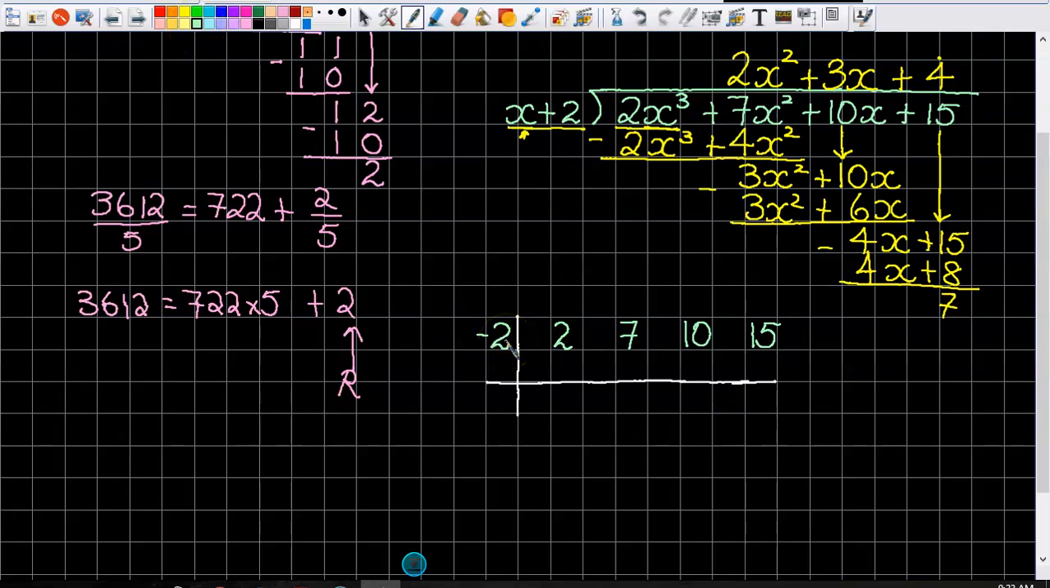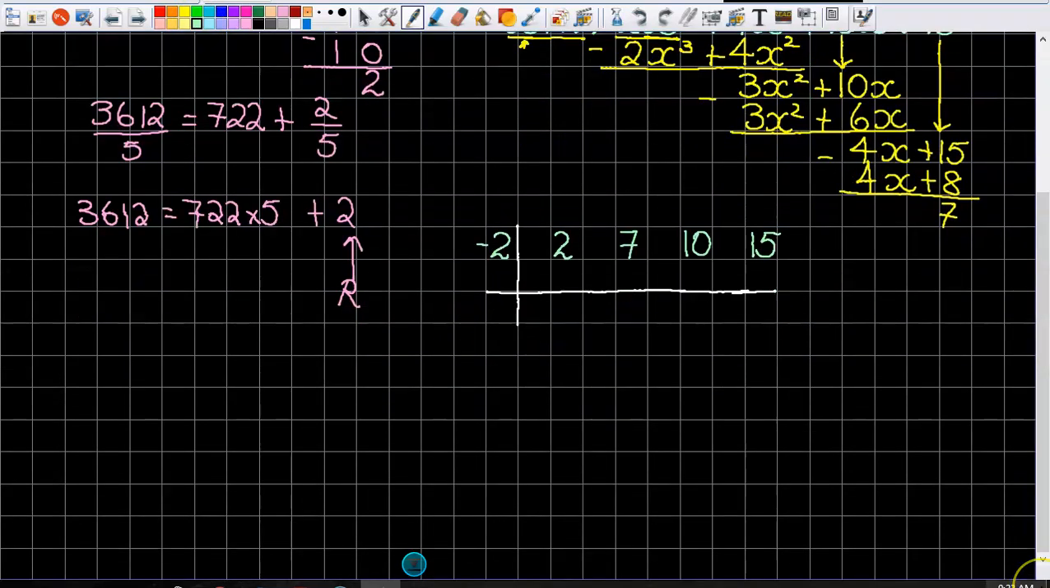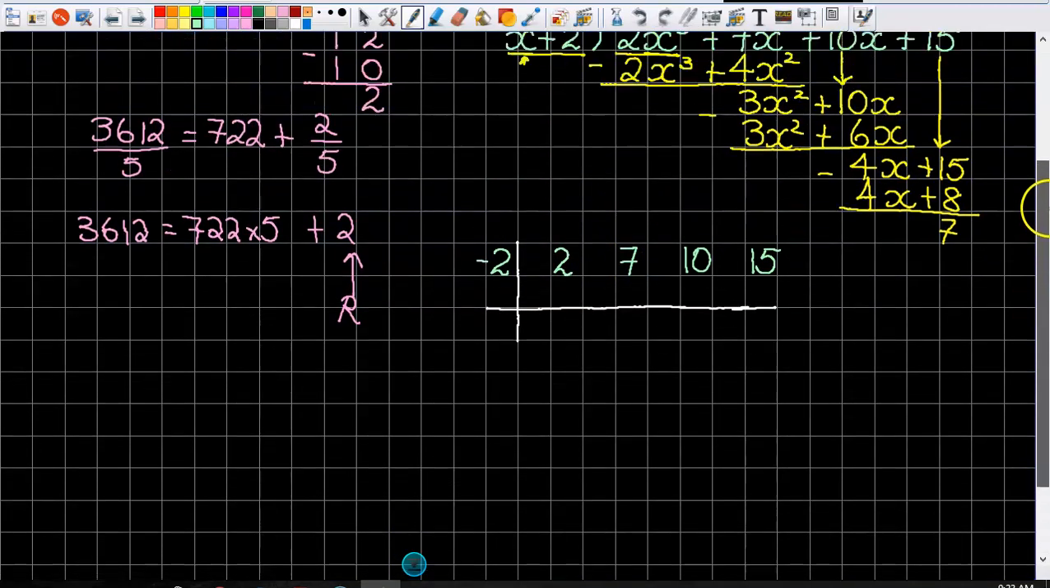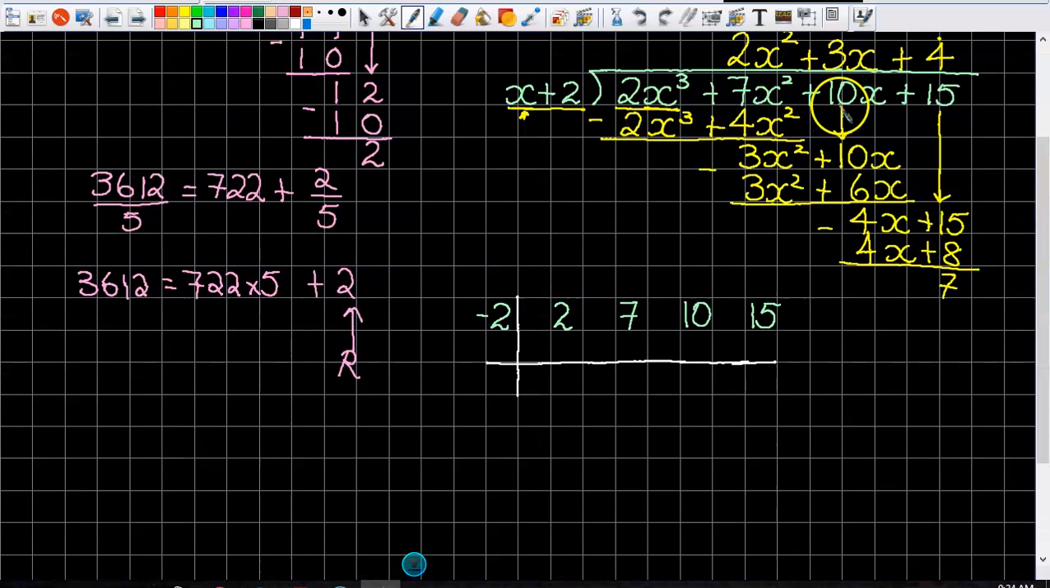Okay, so pop that right at the top. If you're looking at the question that we just did, I think you can all see where the 2, the 7, the 10 and the 15 came from. 2, 7, 10, 15, yeah? Where's the minus 2 come from? Yes?